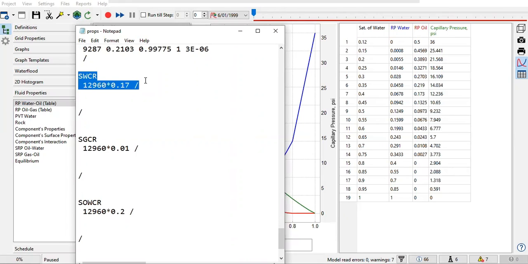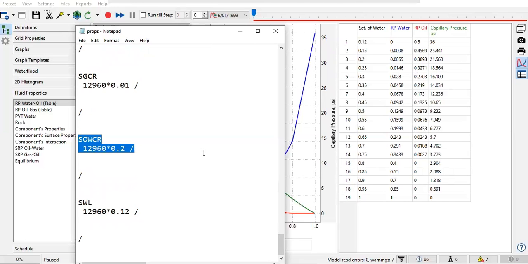So if your saturation is greater than 0.17, then it can start to flow, and the model will use this table above 0.17. And that's also for the oil. Okay, so here 0.2. So at water saturation 0.8, we will have no flow of oil. So the relative permeability of oil will be zero here. So this row number 15 is good. Okay, so that's for the critical saturation.